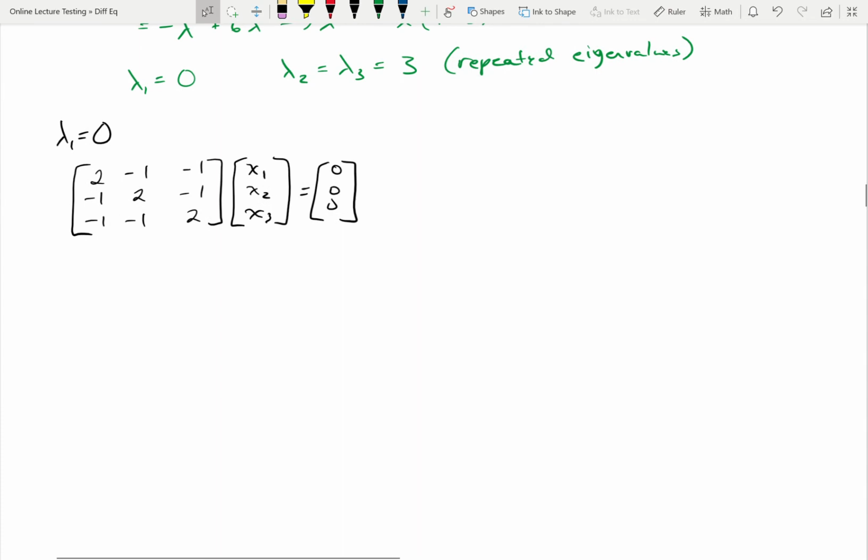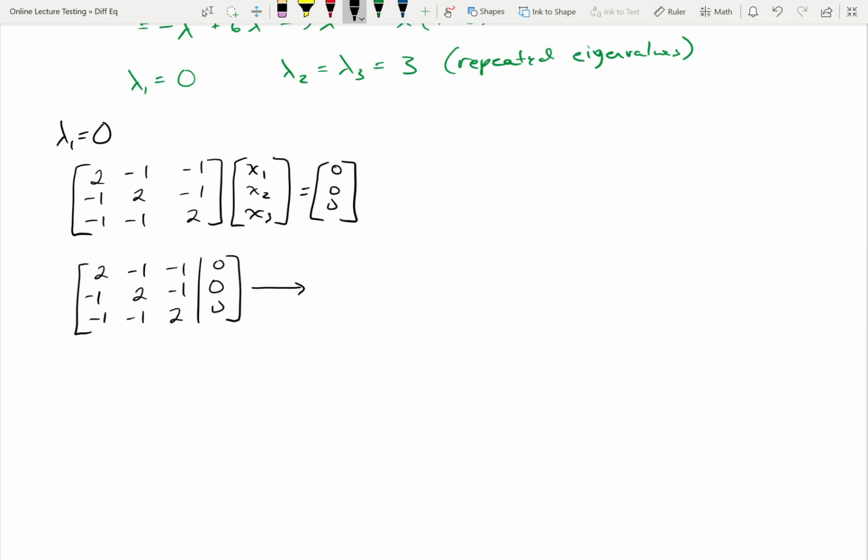So when we do that, I'm going to set up an augmented matrix, even though the right hand side, since it's all zeros, we technically don't even have to incorporate that, but I'm just being mathematically careful. Sorry, I've already started on that one. 2, negative 1, negative 1, negative 1, negative 1, 2.